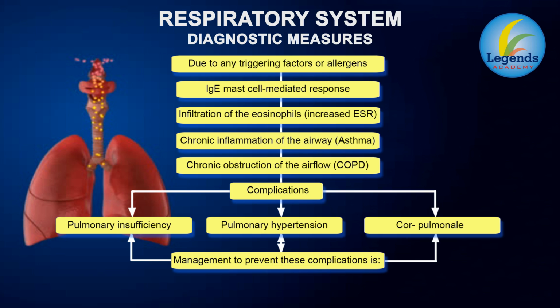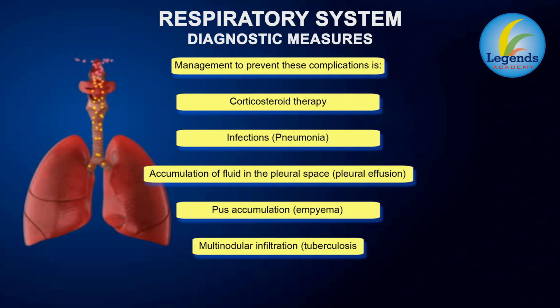The COPD complications are pulmonary insufficiency, pulmonary hypertension and cor pulmonale. Cor pulmonale means enlargement of the right side of the heart. So management to prevent these complications are corticosteroid and then immunosuppressant therapy.